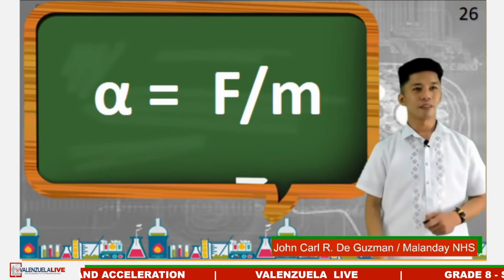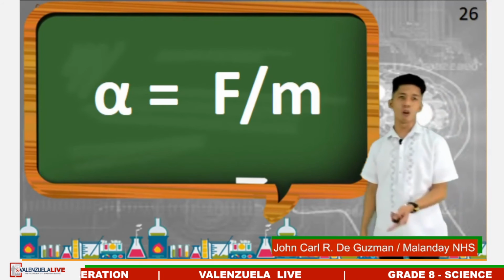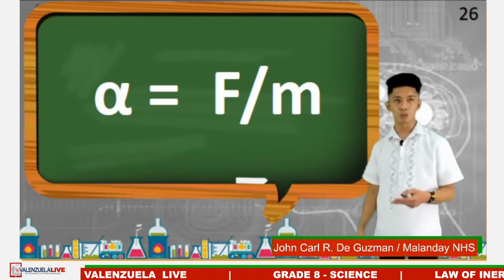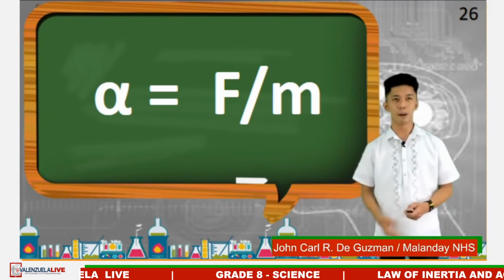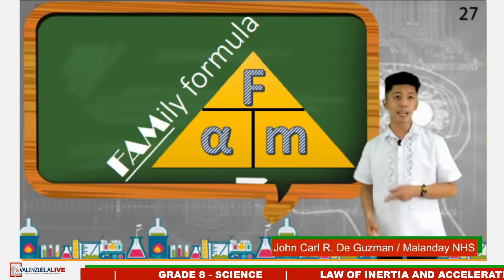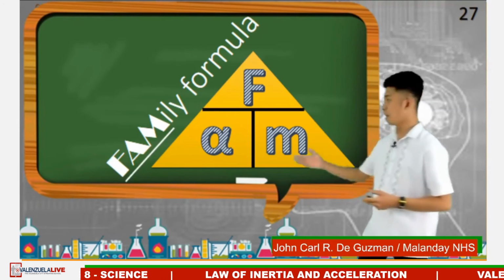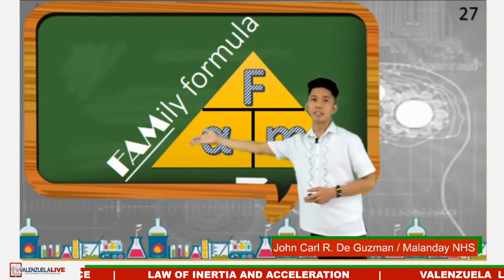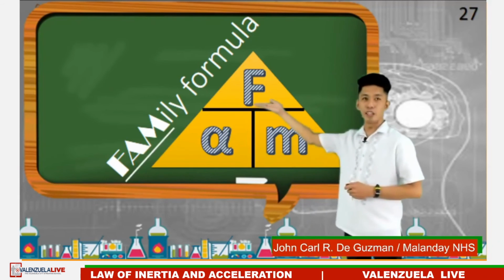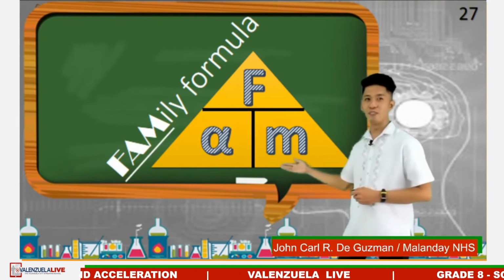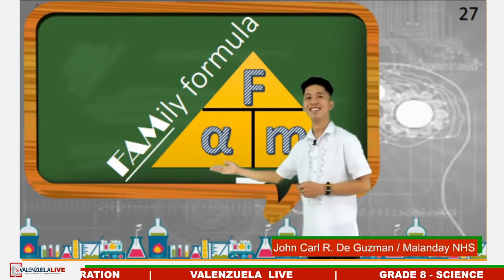Okay, so now there are so many easy ways for us to remember this formula. Like for example, the family. I call it the family formula. The family, why? Because we have the father, we have the mother, and we have the anak.